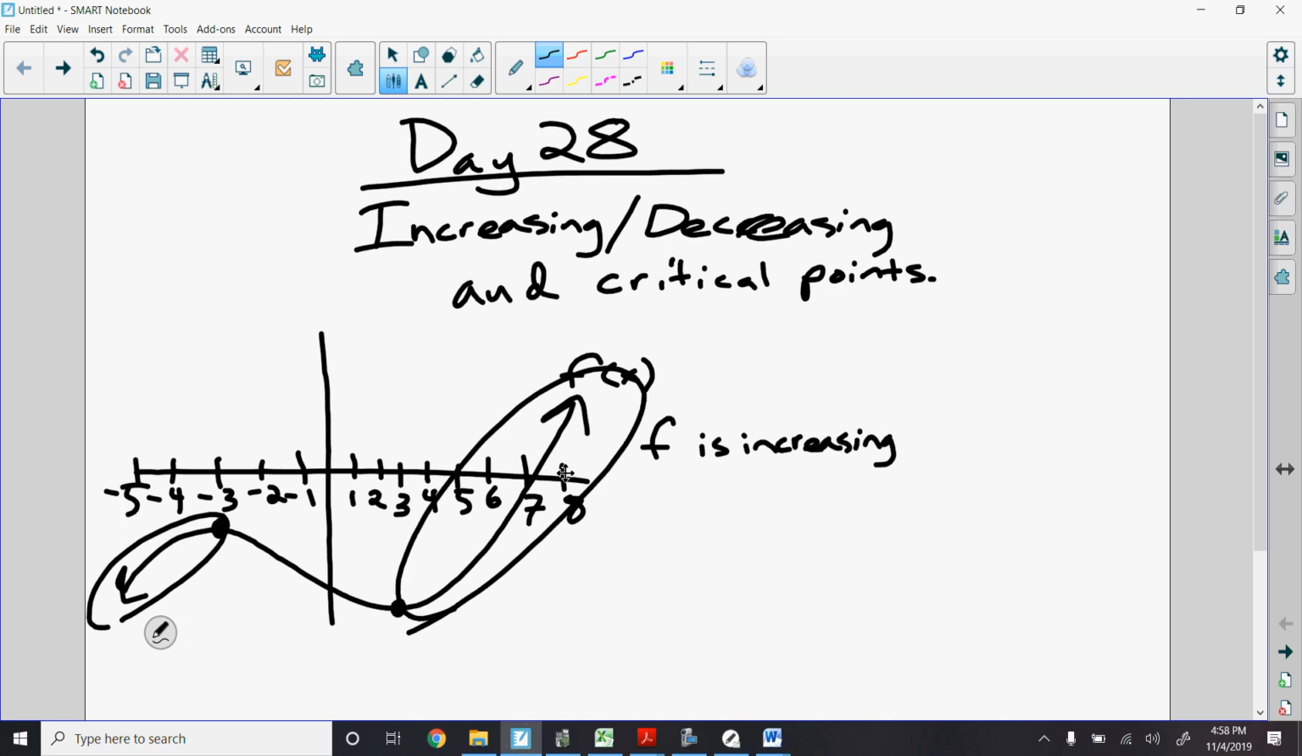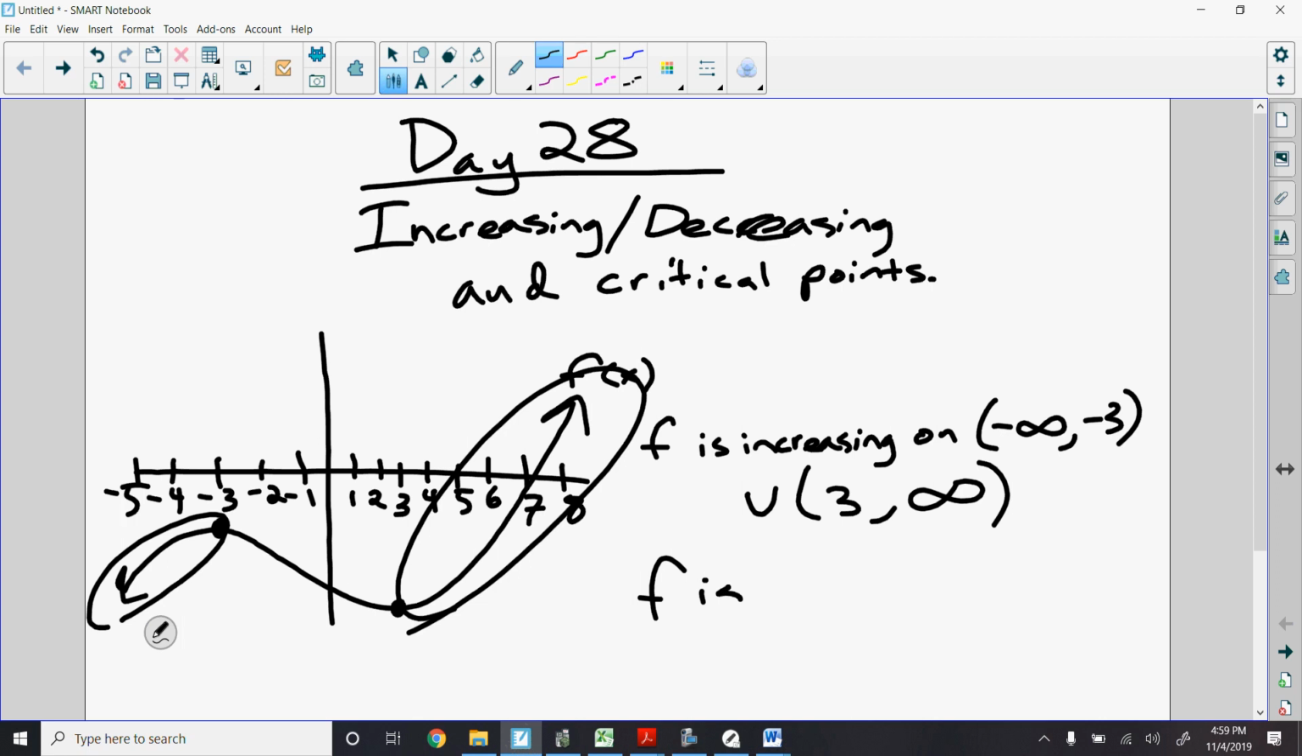So I can say f is increasing on the interval from -infinity to -3, union the interval from 3 to infinity. f is then decreasing on the interval from -3 to 3.